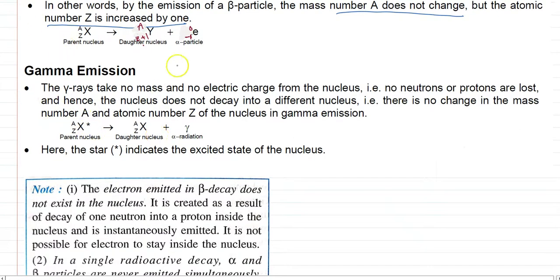For gamma radiation, gamma is not a particle, it is just radiation, meaning excess energy. When a nucleus, after emission of an alpha or beta particle, is in an excited state, to get stability or to reach its stable state, it emits some energy in the form of radiation. This radiation is called gamma radiation. Gamma radiation has no mass, no electric charge, and no neutron or proton is lost, hence the nucleus does not decay into a different nucleus. There is no change of the mass number A.